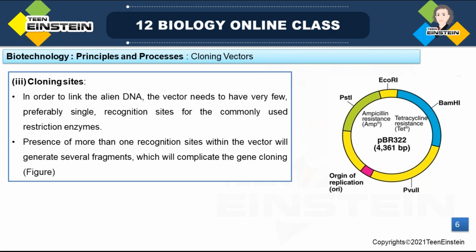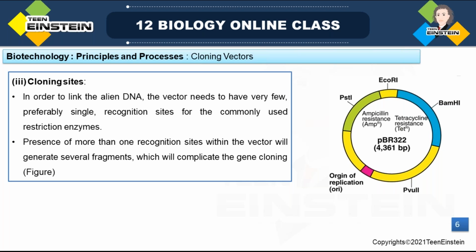We need to make a cut in that vector. Only then can we insert the foreign DNA or our gene of interest. For making cuts, a vector should have a recognition site, a restriction site. So that cloning site should be there. In that cloning site only, this restriction enzyme can attach and make a cut, right? That recognition site is a must. Only at a recognition site can the restriction enzyme attach, so a vector should have a few recognition sites.